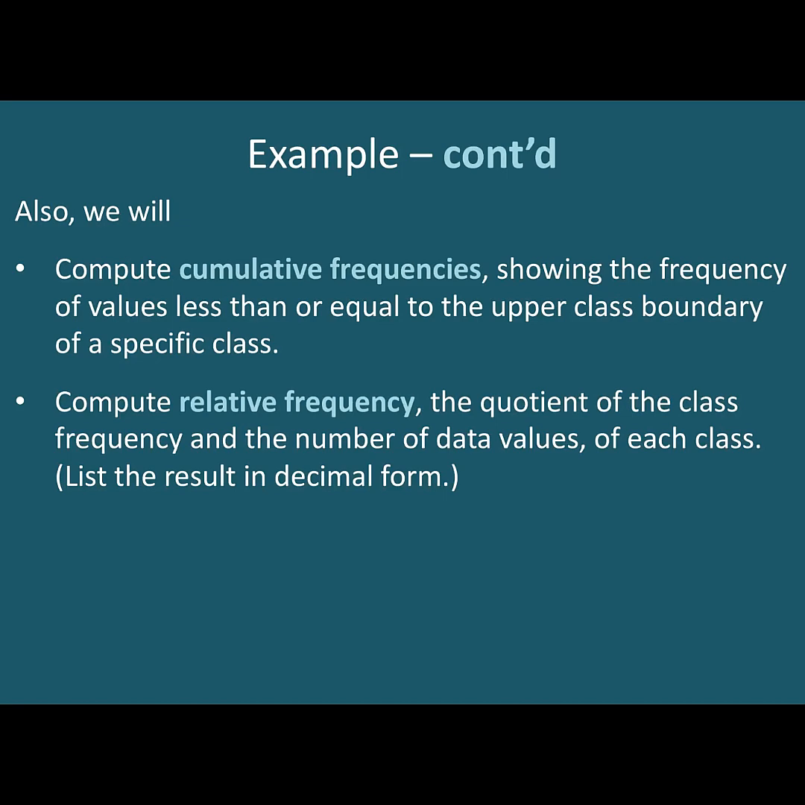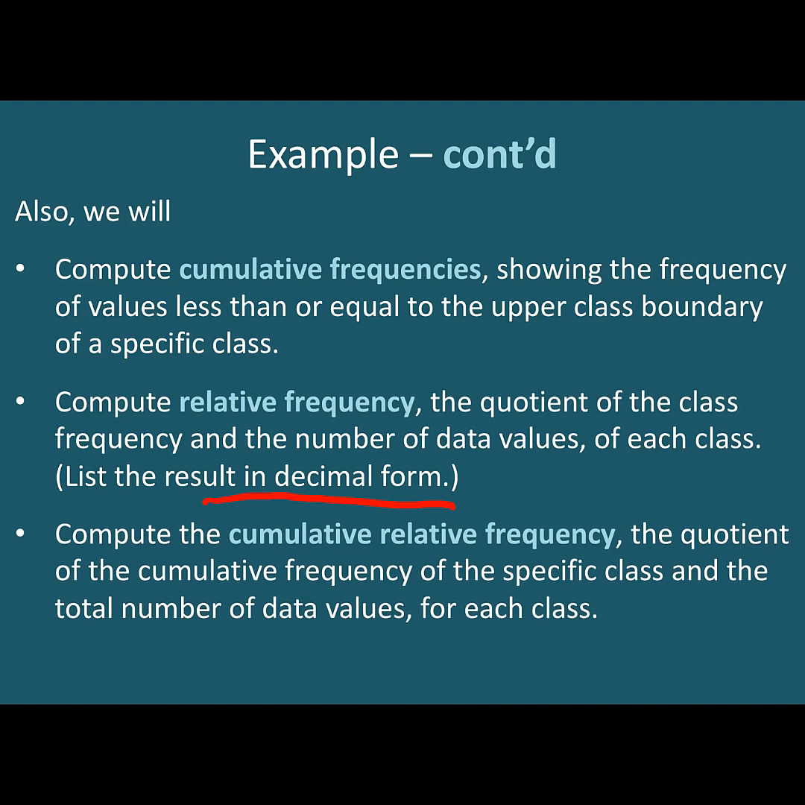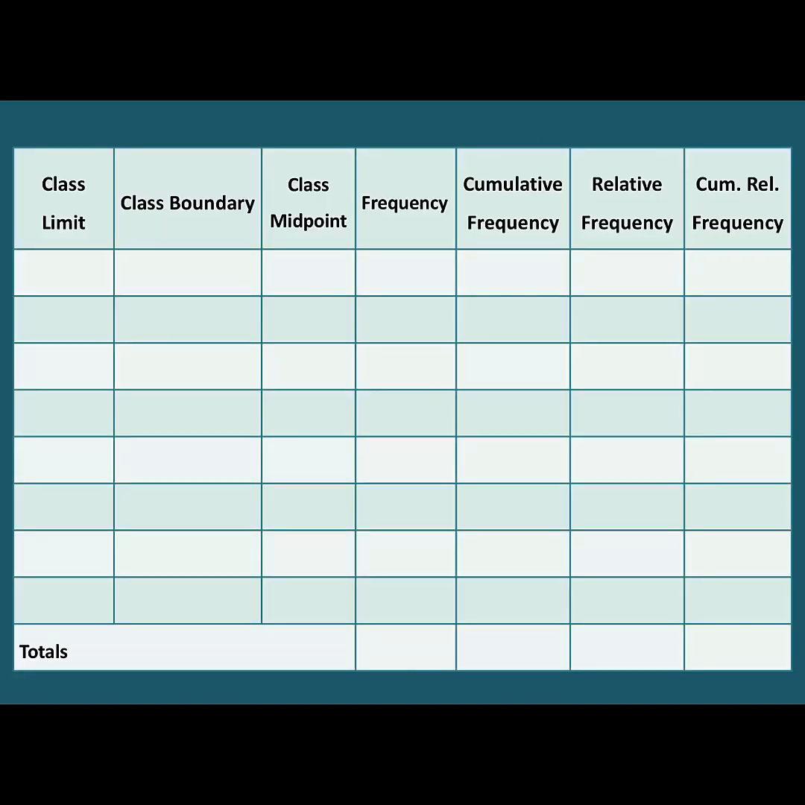which is the quotient of the class frequency and the total number of data values. This time, we're going to list the result in decimal form as opposed to percentage. Next, we will compute the cumulative relative frequency, which is the quotient of the cumulative frequency of the specific class and the total number of data values for each class. So let us begin.